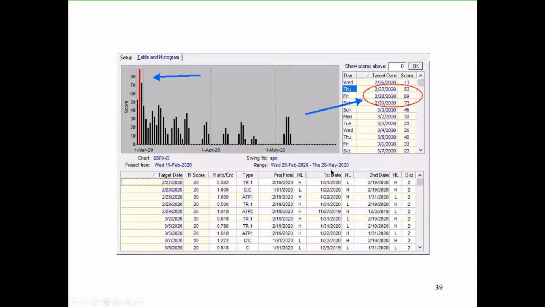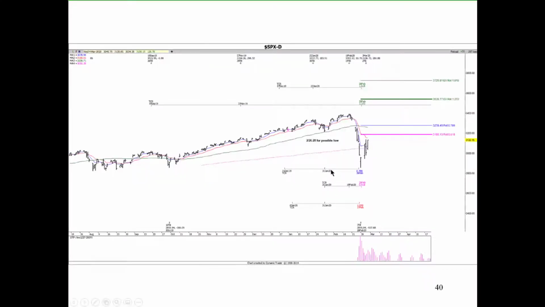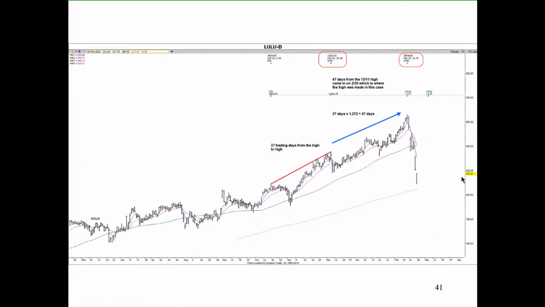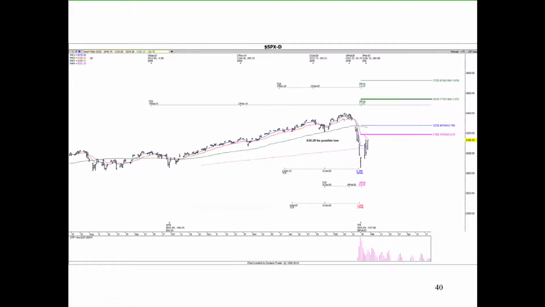So 2/27, 2/29, let's take a look at the actual chart. Here is the histogram that I used. I basically had projected from the last high for the next possible low. The market's going straight down into it. So the histogram gave us the 27th through the 29th. The actual low was made on the 28th. And you saw a pretty healthy reversal.